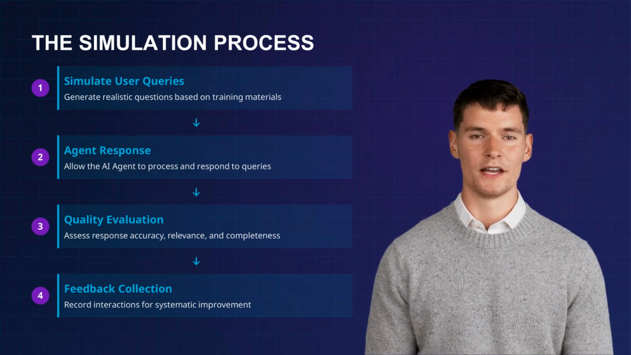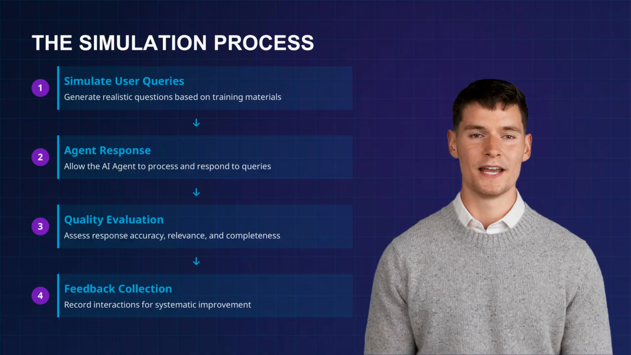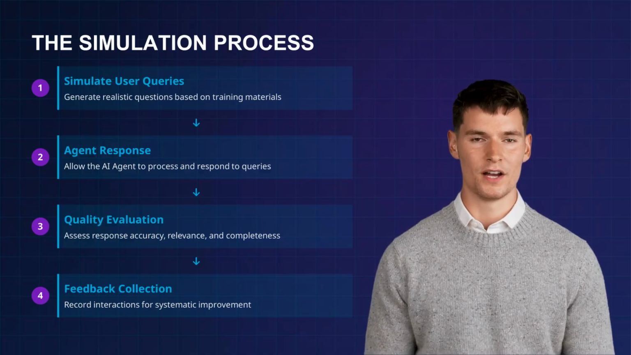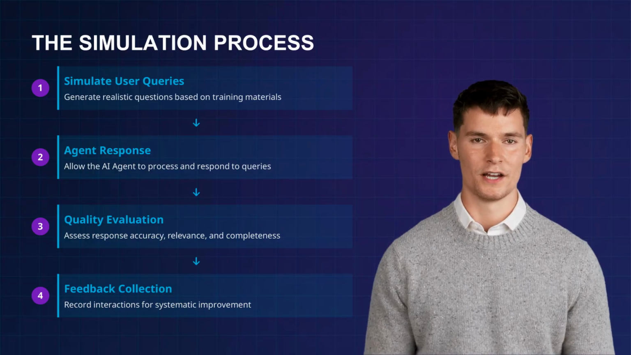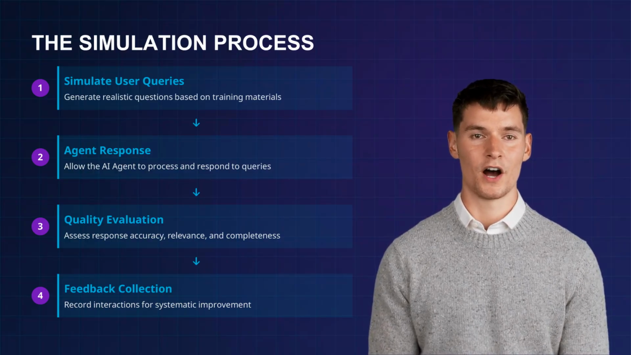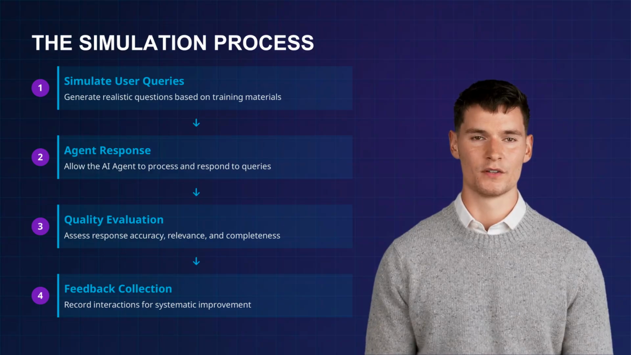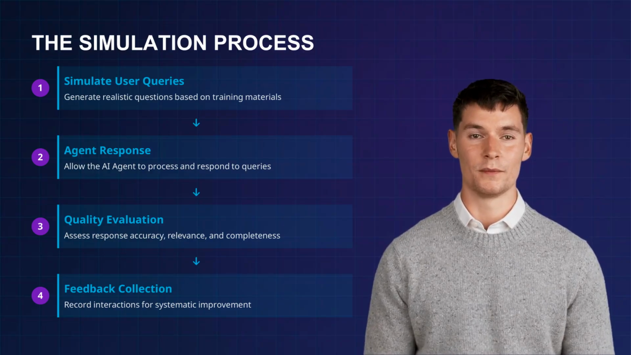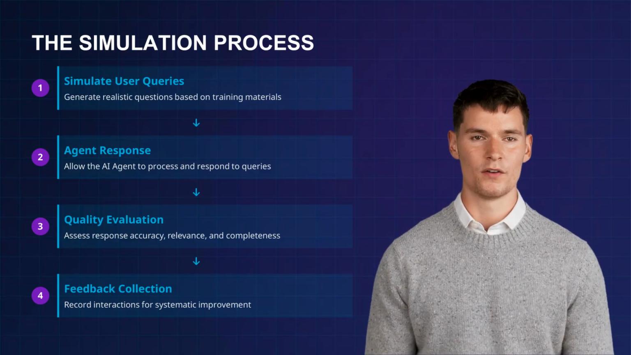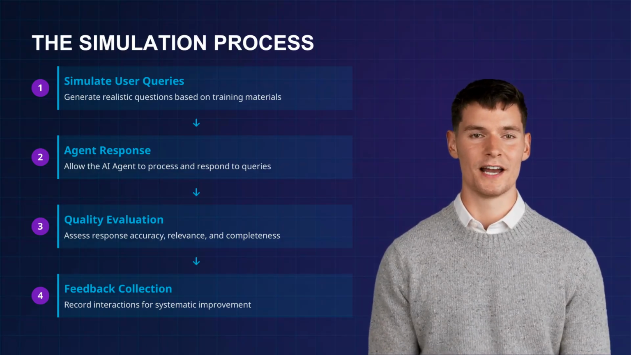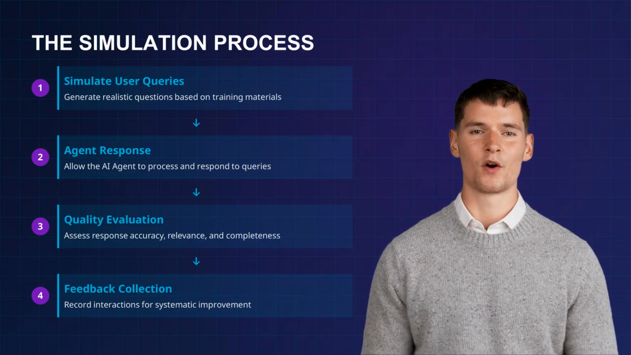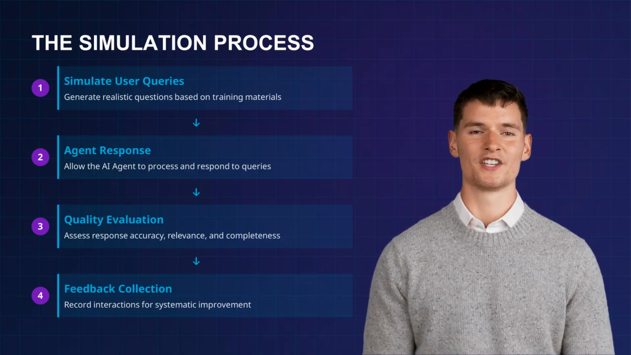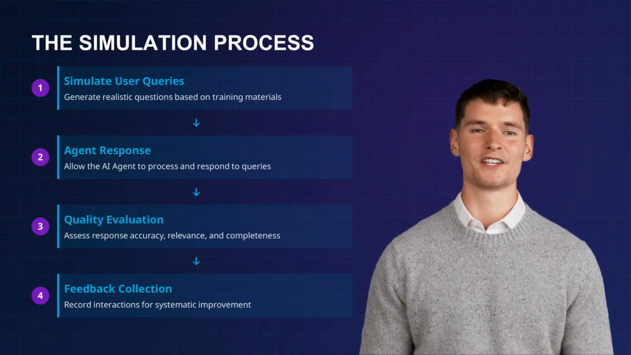The simulator works in 4 steps. First, it simulates user queries, realistic questions based on your training materials and intent categories. Second, it lets the AI agent respond naturally without human intervention. Third, it evaluates the quality of those responses for accuracy, relevance, and completeness, with optional human review for deeper insight. Finally, it records the results and categorizes them for improvement. This structured approach ensures every test not only checks performance, but also creates actionable data for refinement.